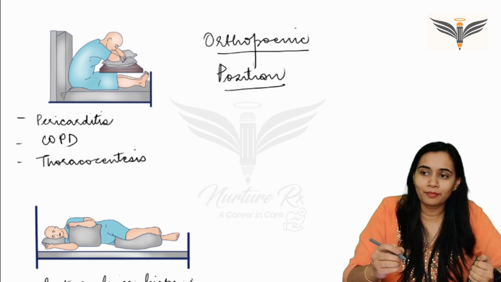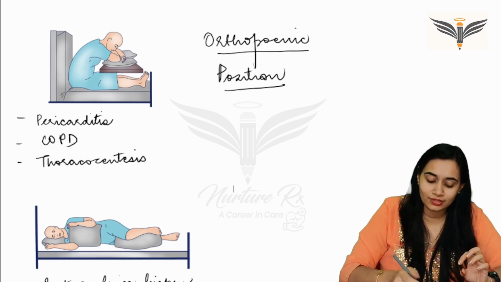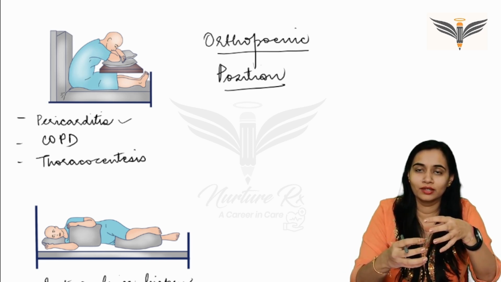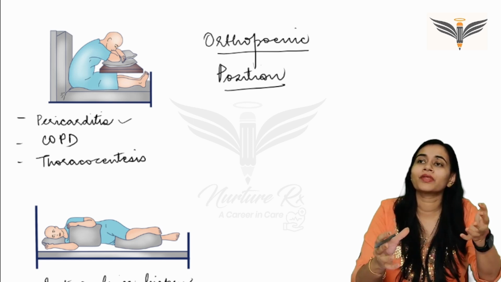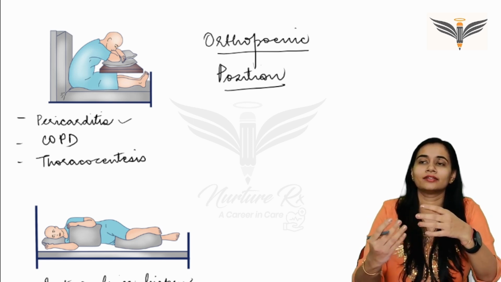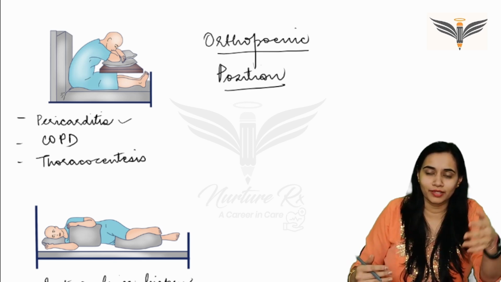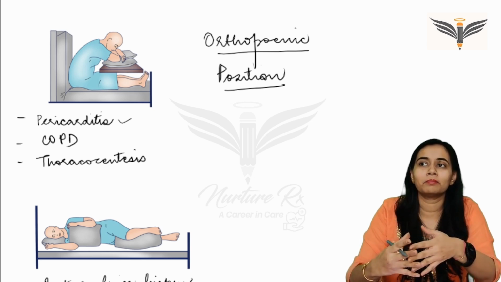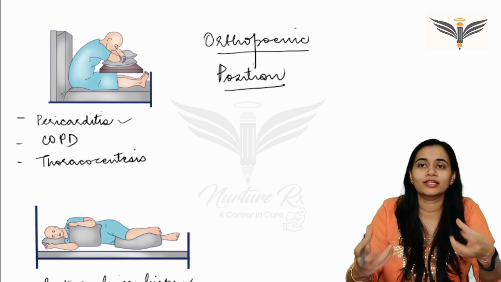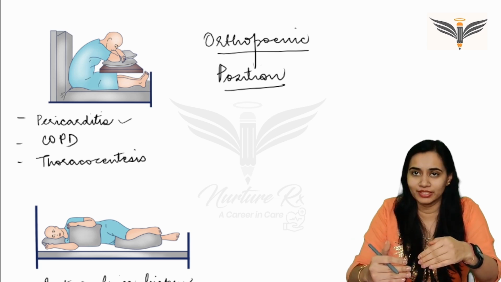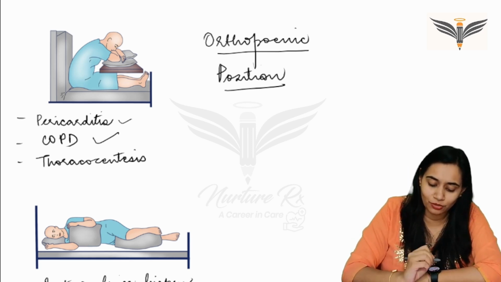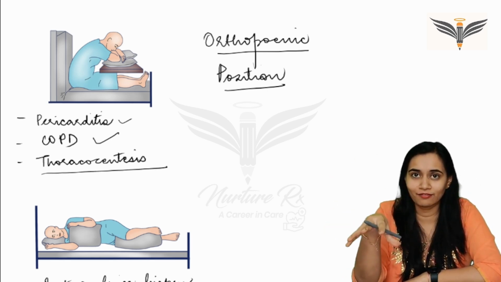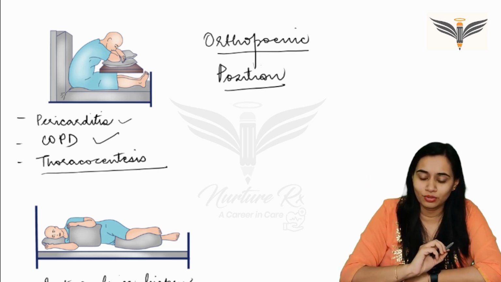So what happens is, if you have any cardiac pathology like pericarditis, there will be fluid collection around the cardiac cavity. So there will be pressure on the lungs, and subsequently you will not be able to breathe properly. So if the patient is made to sit in this position, the lungs get a better chance to expand, therefore facilitating the breathing. Okay, so pericarditis, COPD. Now what is thoracocentesis? Thoracocentesis is when you are removing fluid from your thoracic cavity. So for that, this is the position that you prefer. Okay.